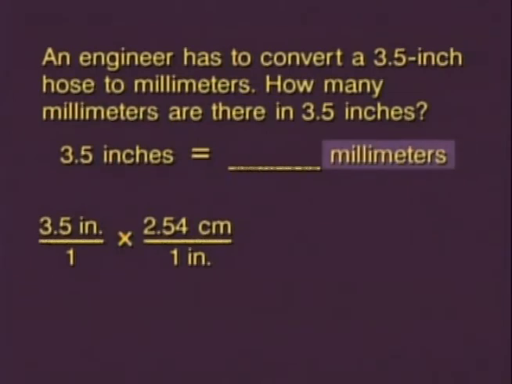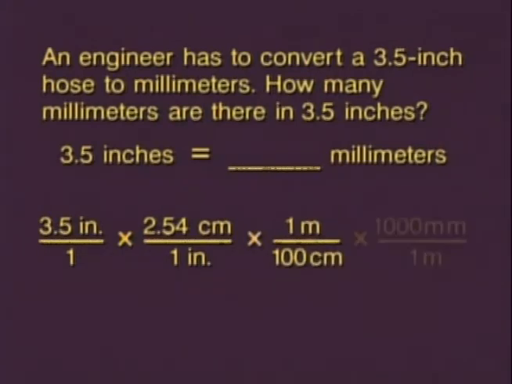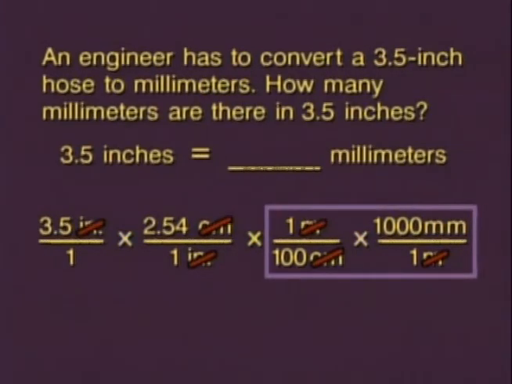We want the answer in millimeters. Here's what would happen if we used the unit cancellation method to get the answer in millimeters. We'd need 2 more unit conversion factors. 1 meter over 100 centimeters, and 1,000 millimeters over 1 meter. Canceling and multiplying would give us the answer in millimeters, but this is a lot of work. If we use the decimal shortcut, we won't need these metric conversion factors.